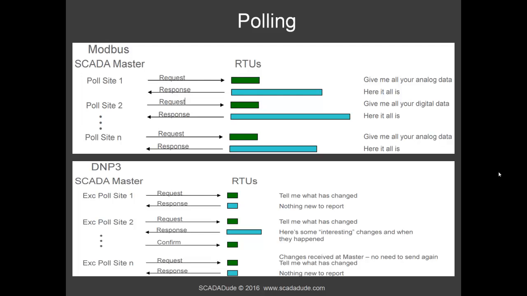Now, if you look at the messages, the size of them, the Modbus is always big. The DNP is smaller because it doesn't have to talk so much. It only gives you what has changed. That's nice. So it actually cuts down the traffic on the network. Even though DNP has a bigger packet, it's actually smaller in terms of the overall picture of polling devices. So that's the big difference.